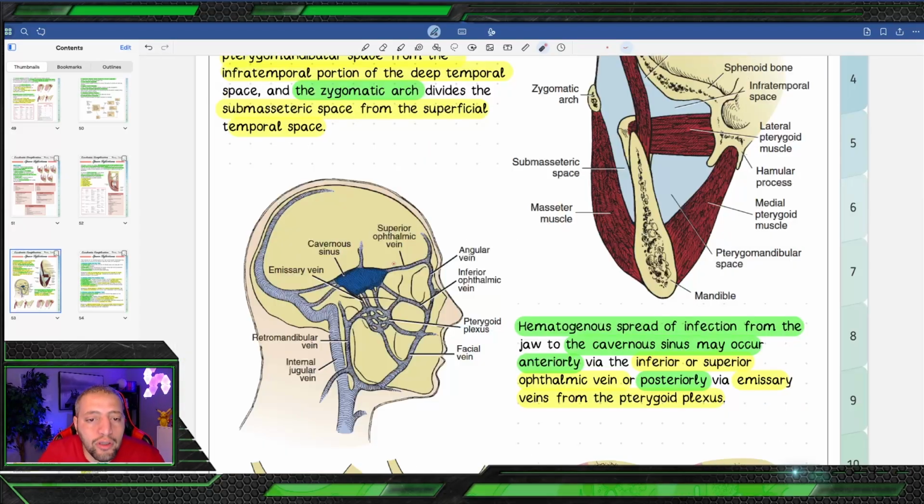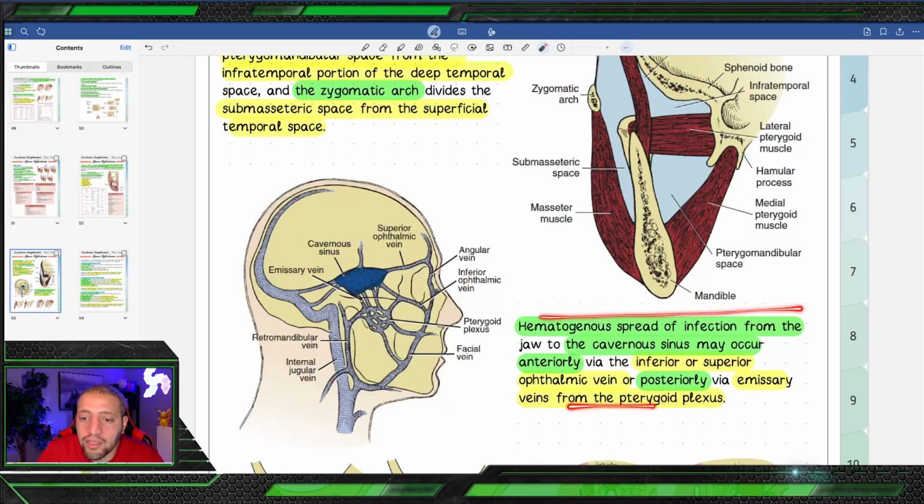In this topic, I would also discuss about this cavernous sinus thrombosis. We discussed this one in anatomy. Please go back to it if you are really confused about it because it's important. But here, from the surgery aspect, I would like to confirm about the spread of infection. So spread of infection from the jaw to the cavernous sinus may occur anteriorly via inferior or superior ophthalmic vein, posteriorly via emissary vein from pterygoid plexus.